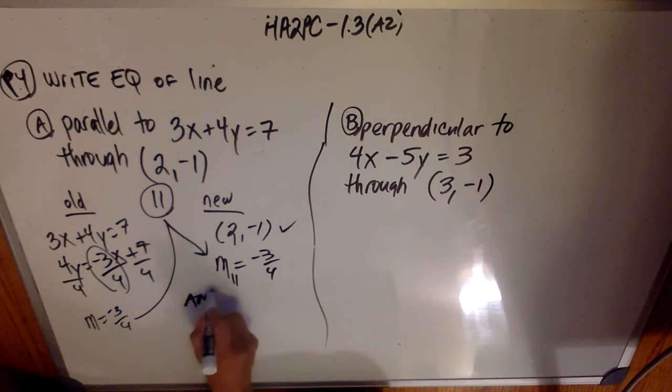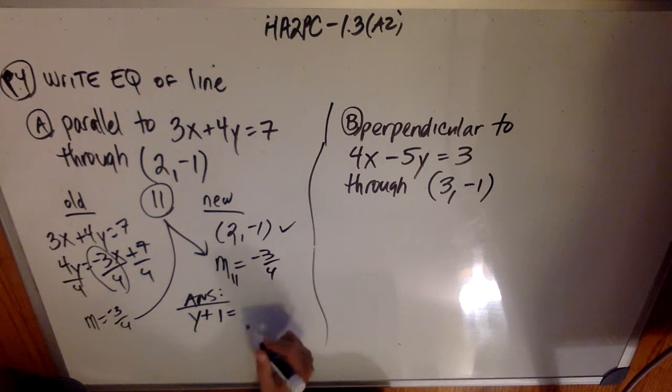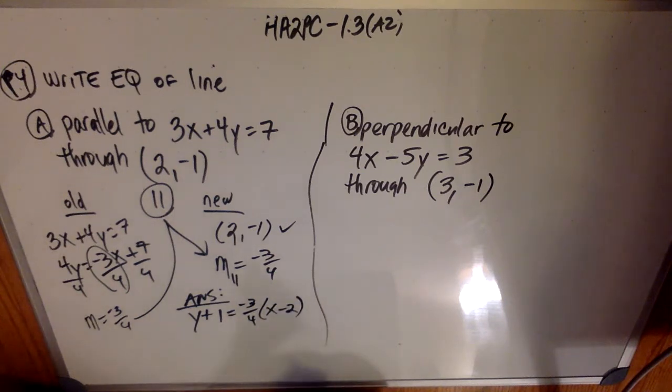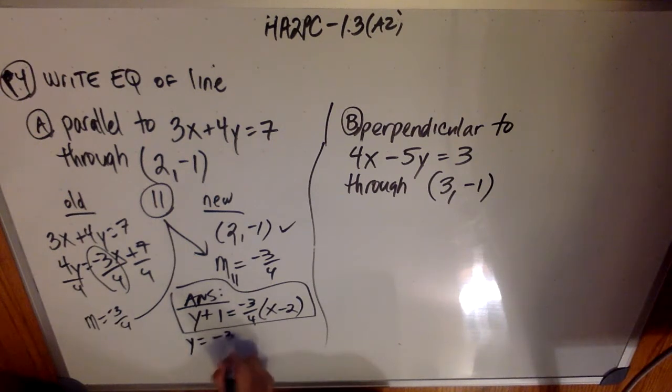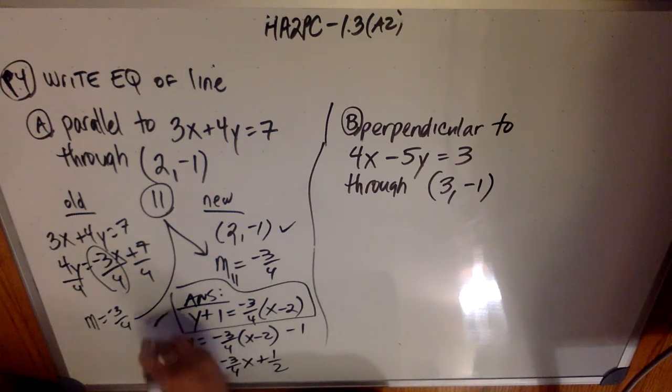So then your answer is going to be y minus a negative 1, so y plus 1, equals my m, which is negative 3/4. Sorry, my brain just died for a sec. x minus 2, right? Now, this is the best possible answer, but if you wanted to clean this up in some way, or you wanted to solve, you could subtract the 1 over, so you get negative 3/4, the quantity x minus 2, minus 1, that's fine. And if you really wanted to distribute, you could make this negative 3/4 x plus 3/2 minus 2/2, so it would be plus a half. And that's fine too, but again, this is by far the best answer.